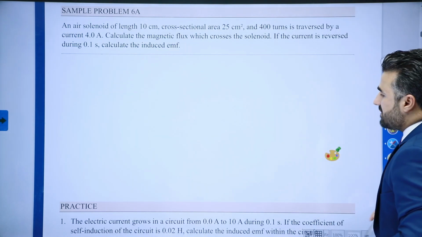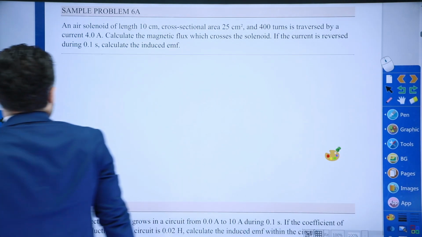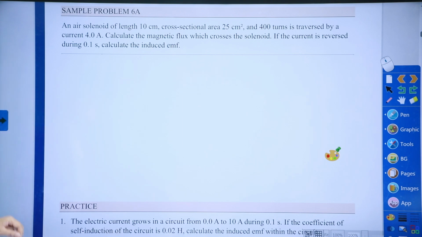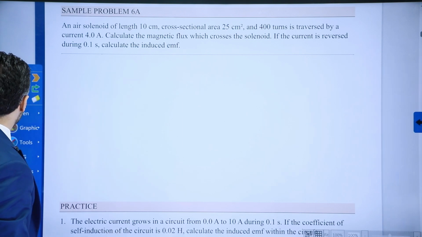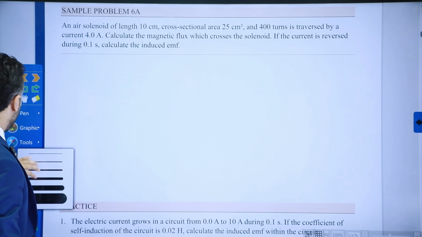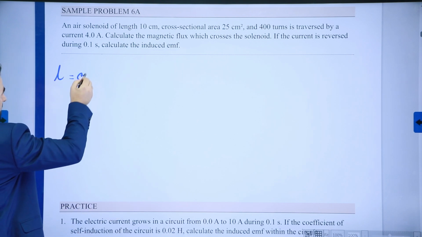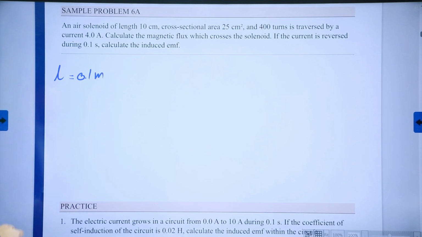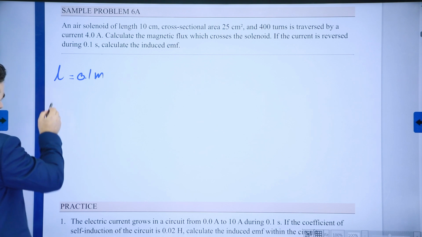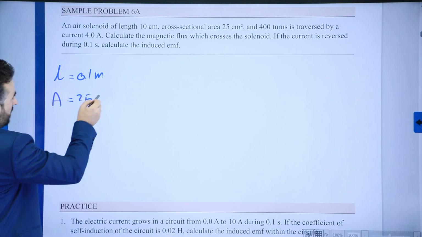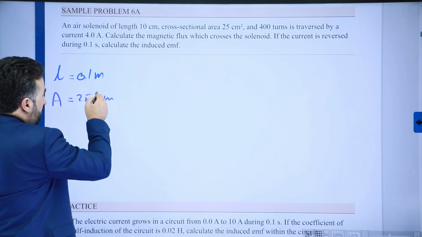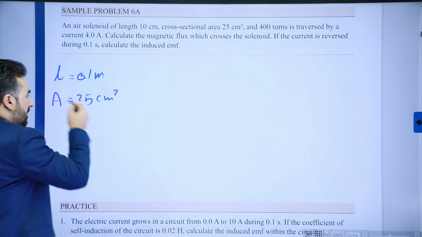Okay, now what does it say? It says an air solenoid of length 10 centimeter. Remember this. So we're going to change the length from centimeter into meter here. So we can say the length is 10 centimeter, that is 0.1 meter. Okay, and next it says cross-sectional area of 25 centimeters. So we have area, which is basically 25 centimeter. But remember, centimeter squared, yeah, because it is area.